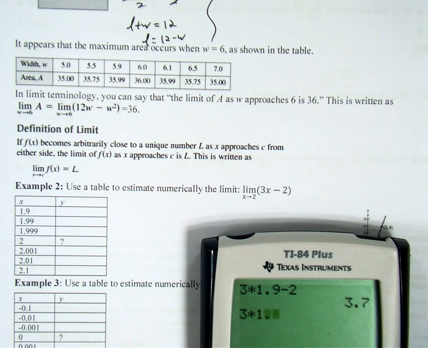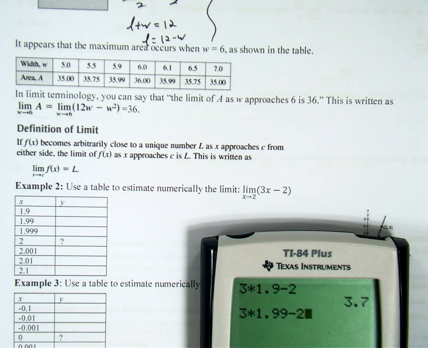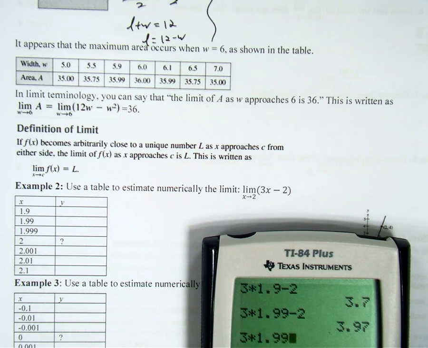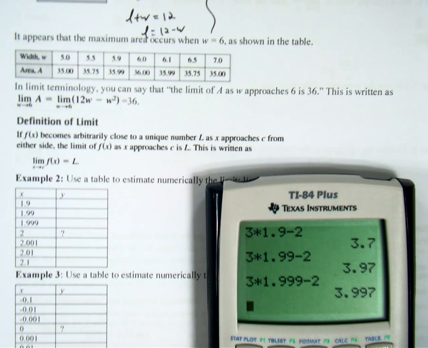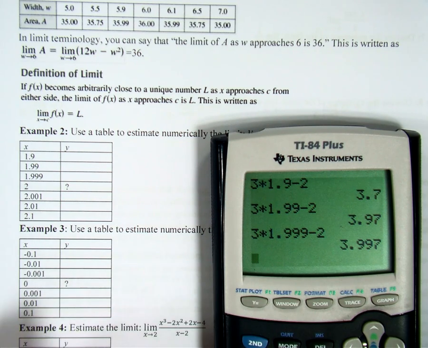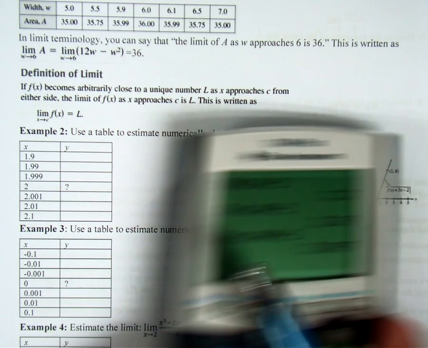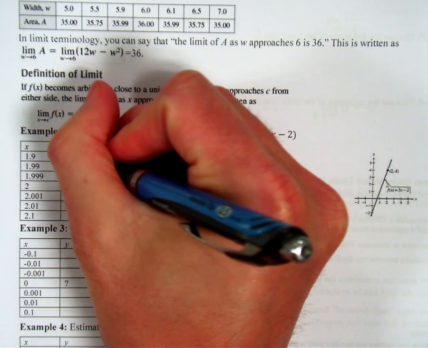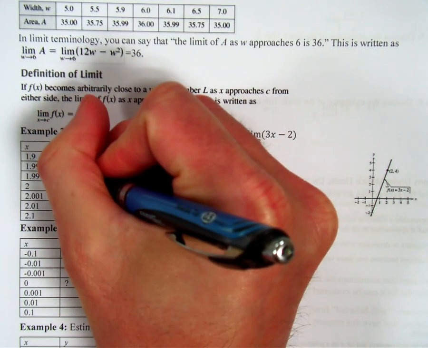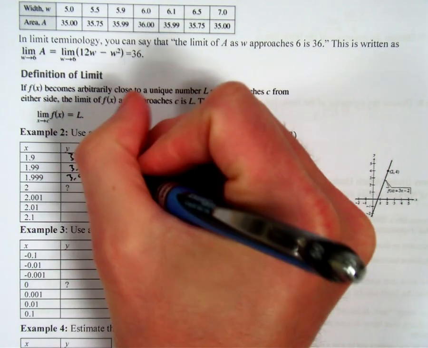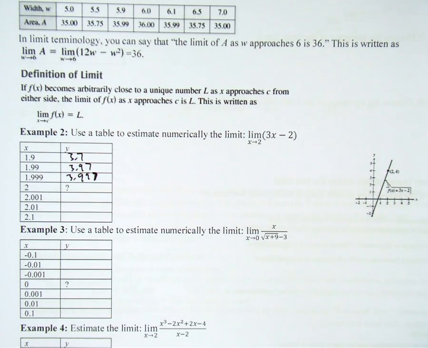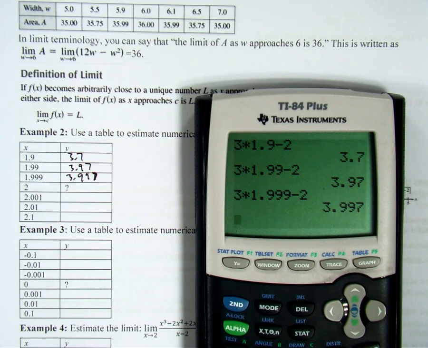3 times 1.99 minus 2. 3 times 1.999 minus 2. And even though we can actually do 2 with this one, we're going to skip it. So we have 3.7, 3.97, 3.997. We're going to skip 2 because that's where this limit process comes in handy, is when we actually cannot do that value. Okay, and let's go down the other side.